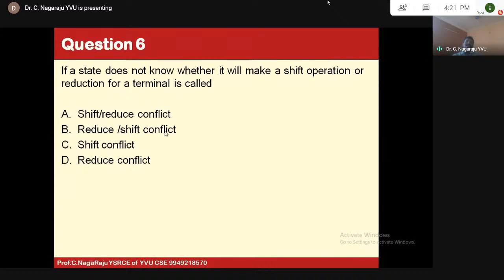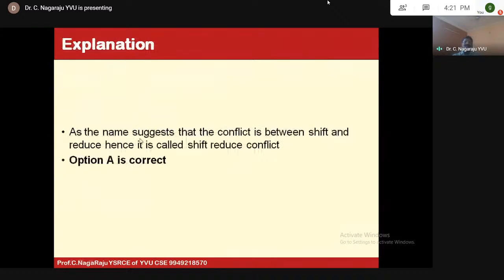That is, A is the correct answer. As the name suggests, the conflict is between shift and reduce, hence it is called a shift-reduce conflict, and there is no reduce-shift. So the conflict is a shift and reduce conflict. That's why we can give the name like this.